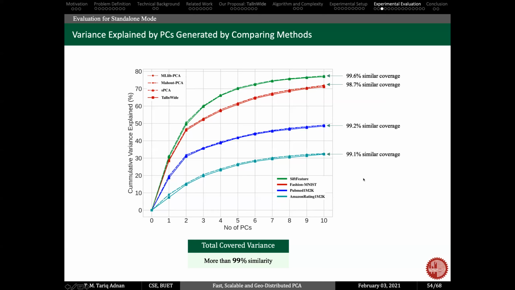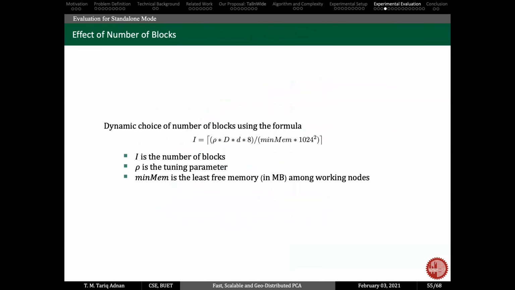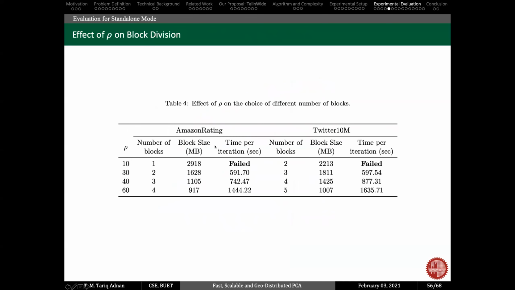Now we will show the impact of the number of blocks on our evaluation. Note that we determine the number of blocks dynamically by measuring the available memory using this formula. Here, rho is the tuning parameter to determine the effective block number. Our goal was to minimize the number of blocks as much as possible in order to keep the overhead minimum. But at the same time, we had to ensure that the block size stays manageable so that no memory overflow error can occur. In our observation, rho equal to 30 yields the best result. So we have set this value for our algorithm TallnWide.